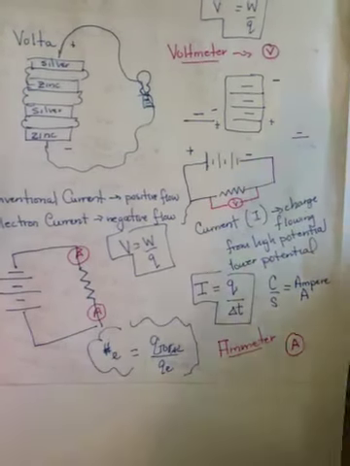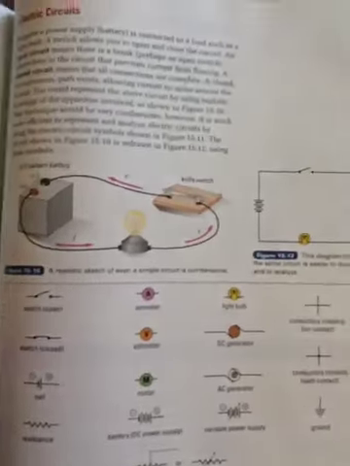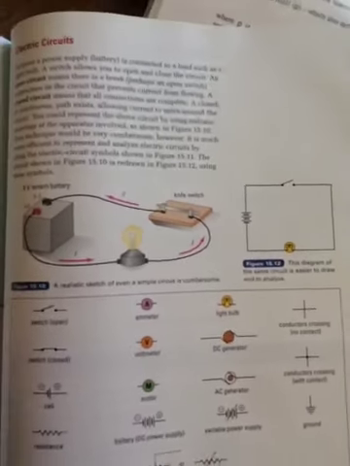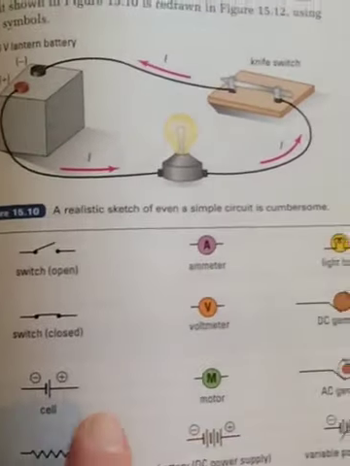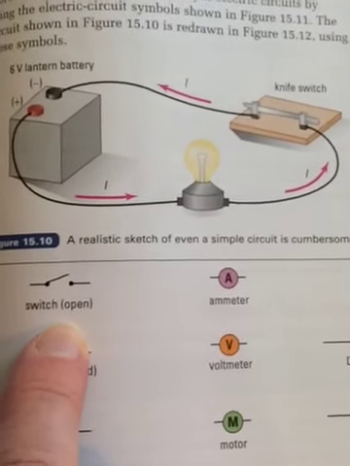And speaking of symbols that you might see, in your textbook on page 701, there is a chart of symbols. Now, can I hold this and talk about them? So this is an open switch, right?